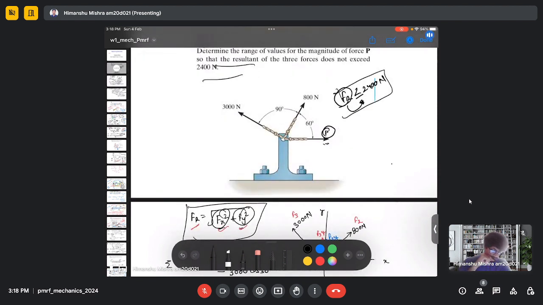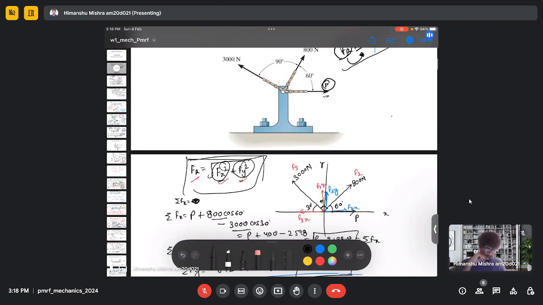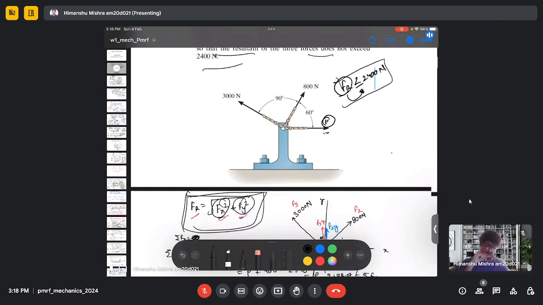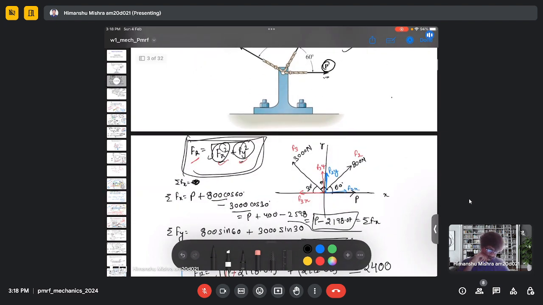Well, you can use the sine rule as well. Still you need to use this expression. But no, actually here you have given the condition that belongs to the resultant force. So here you need to use the resultant force expression to calculate the force. Because if you use the sine rule, it does not necessarily justify the condition that we have given in the question.